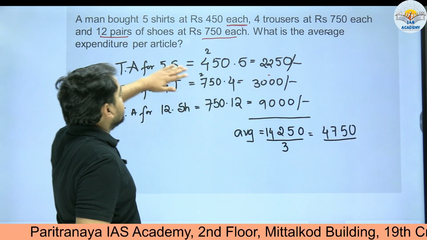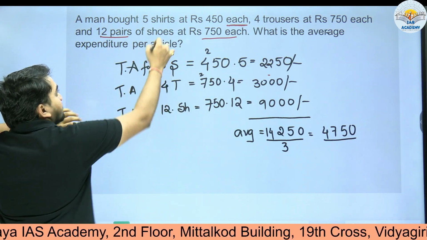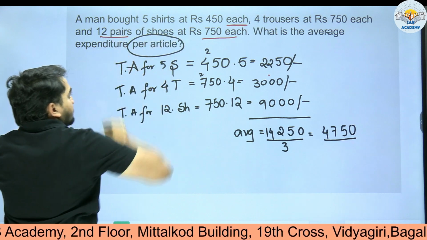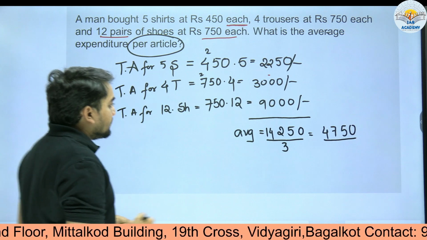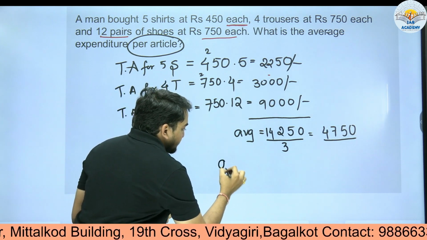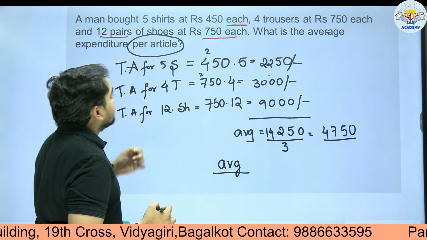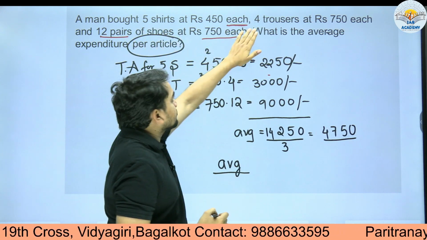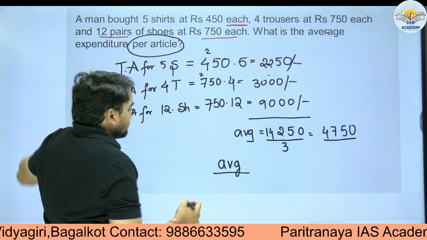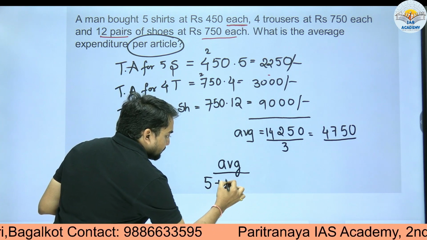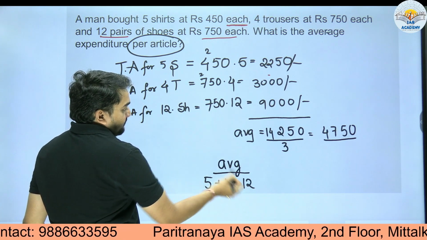But from the question's point of view, what they asked is, what is the average expenditure per article? Focus on these two words: they are asking it per article. So per article means how many articles are there? I have to divide the average by that many articles. From the question itself, 5 shirts, 4 trousers and 12 pairs of shoes. That means 5 plus 4 plus 12. 5 plus 4 is 9, 9 plus 12 is 21.